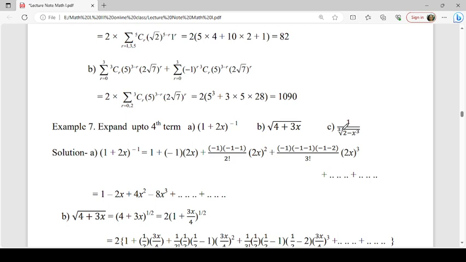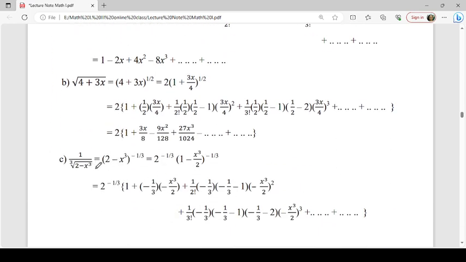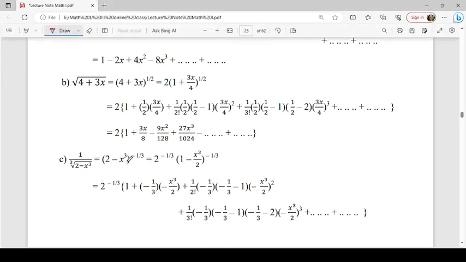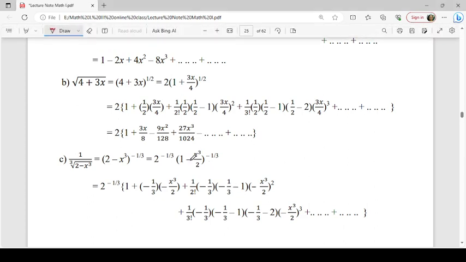Then this one, this is a cube root, meaning the power is 1 by 3 in the denominator. So here we write (2 minus x cube) whole to the power minus 1 by 3. So 2 we need to make 1, so we take it common, then it is (1 minus x cube by 2). So 2 to the power minus 1 by 3 is coming outside, and it is 1 minus x cube by 2.